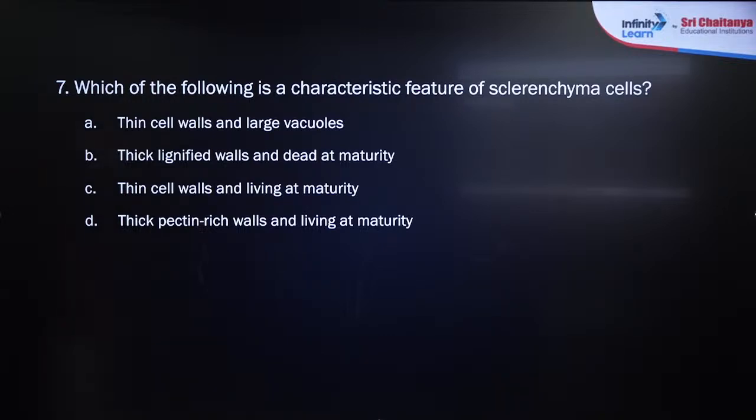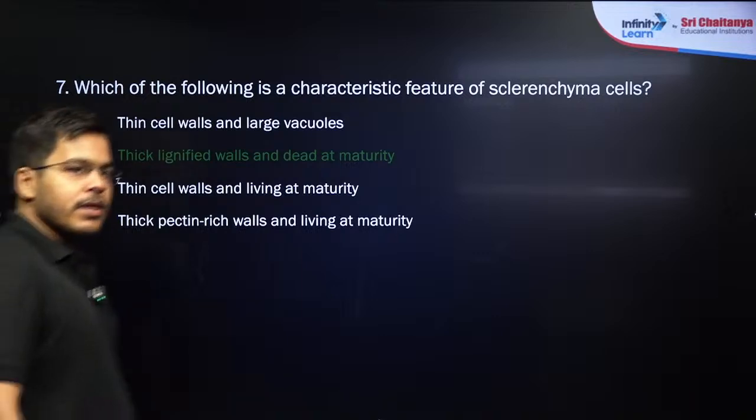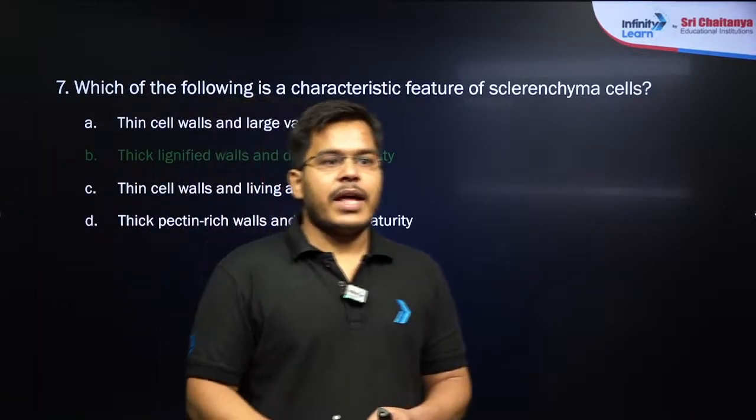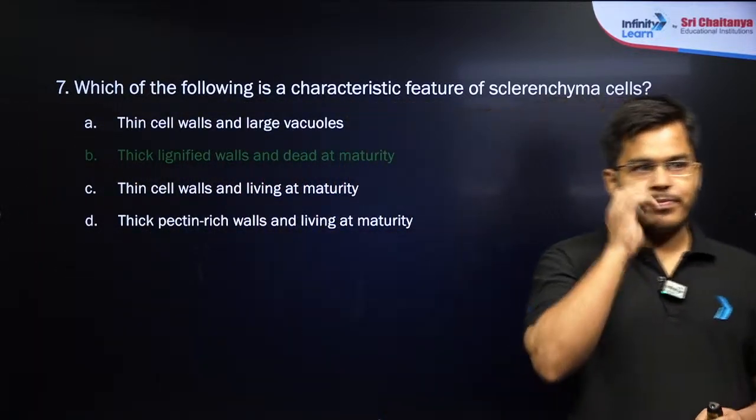Okay, so Purvi's answer is also B. Anushka's answer is also B. So here in these answers, first is Tanya, then Purvi, and then Anushka. Okay, so students, absolutely correct answer by all three of you. That is B. Thick lignified walls are going to be there in sclerenchyma cells, and they are going to be dead at maturity. So at maturity, students, the sclerenchyma cells are dead because of the deposition of lignin. That is a substance present in their cell walls, okay.